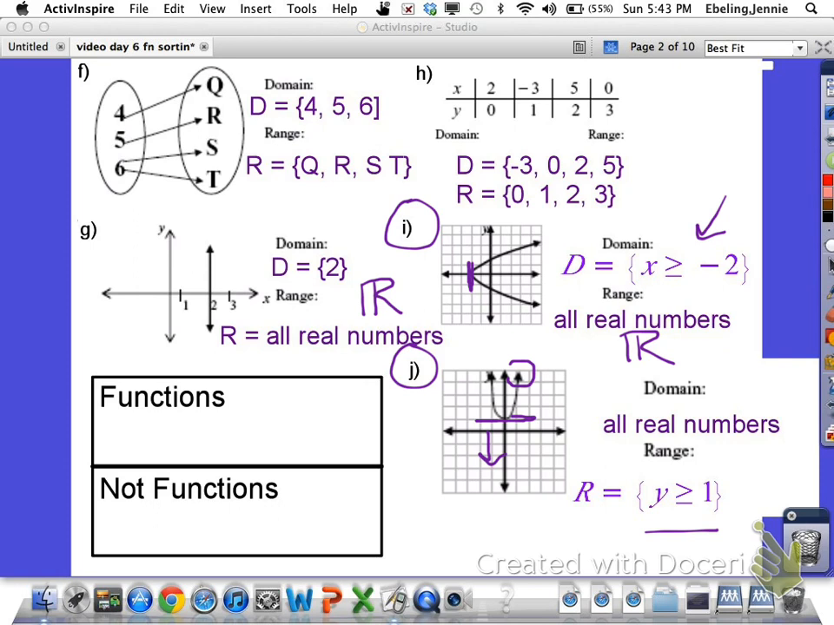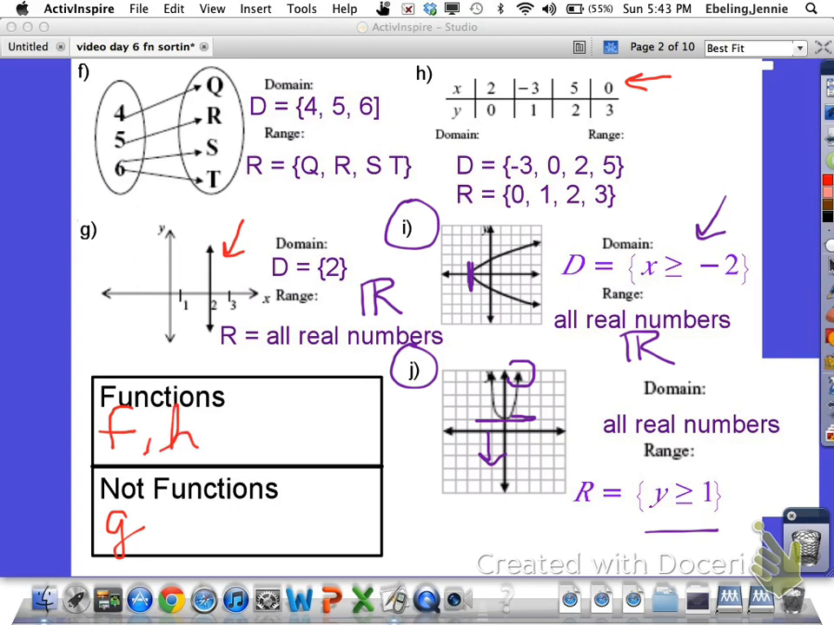Now, did you identify which ones were functions and which ones were not functions? The functions were the ones where the x's do not repeat. So we have f. G is a vertical line. Well, you've got points on top of each other there, so G is not a function. H, did any of my x's repeat? No, so H is a function.